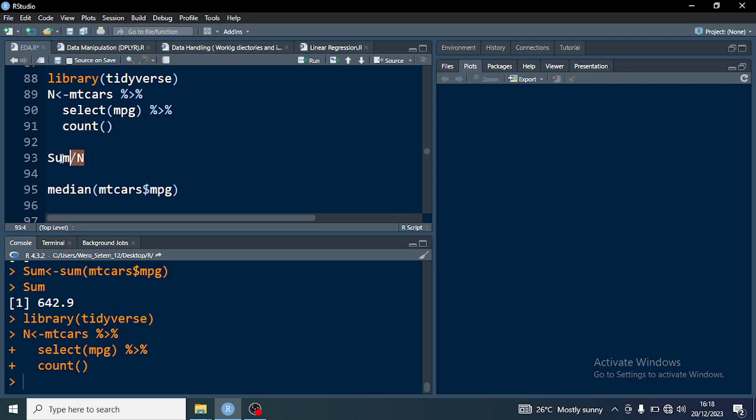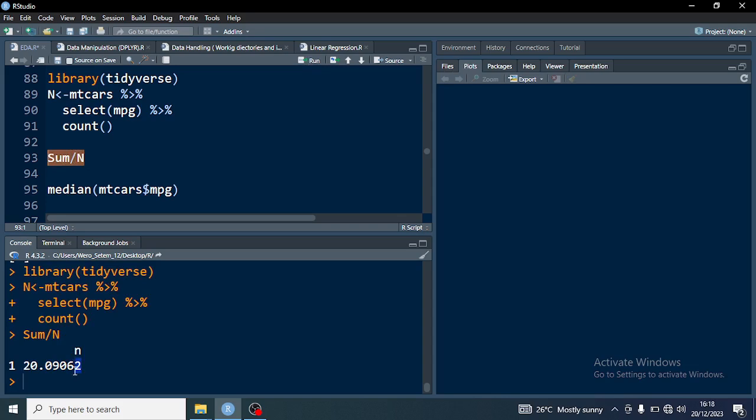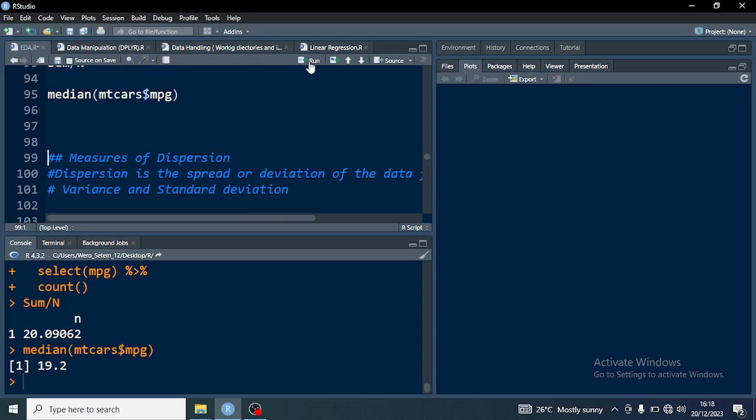So what's the sum divided by n? Run that. It gives me the mean, which is 20.09062. Then there's the median. You use the function median to calculate the median, and the median is 19.2.